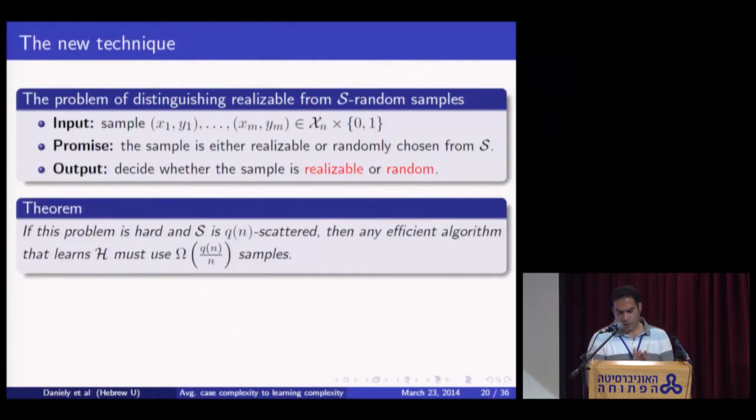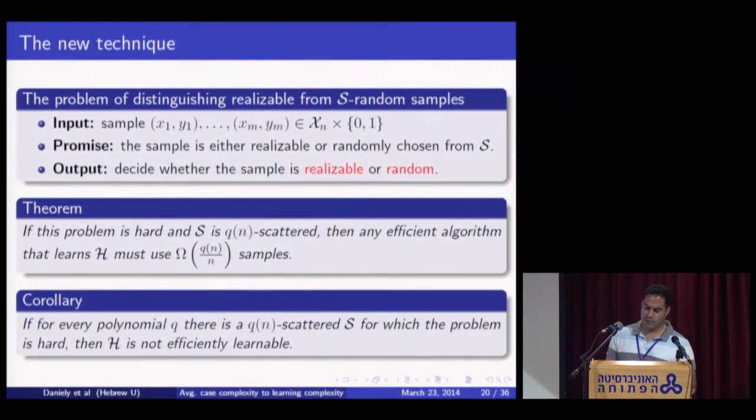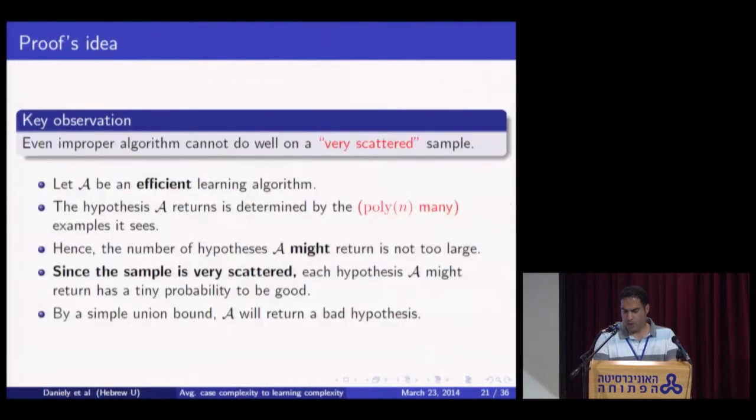And the basic theorem tells us that if this problem is hard and the distribution S is Q-scattered, then any efficient algorithm that learns H must use at least Q over n samples. And the immediate conclusion is that if for every polynomial Q, there is a Q(n)-scattered distribution S for which this problem is hard, then it is hard to learn H efficiently. Okay, that's all. So I won't describe the proof in detail, but I'll try to explain the idea.